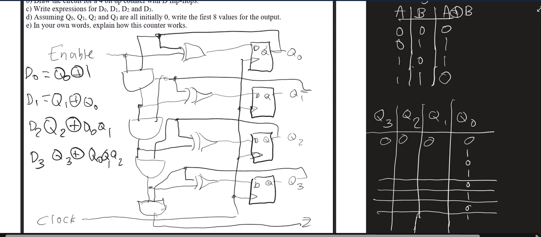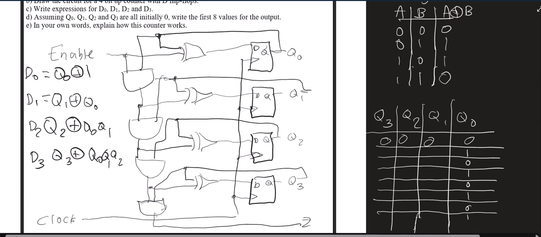Okay, so what's happening to this least significant bit? What's it doing? It's just alternating. 0, 1, 0, 1, 0, 1, 0, 1.